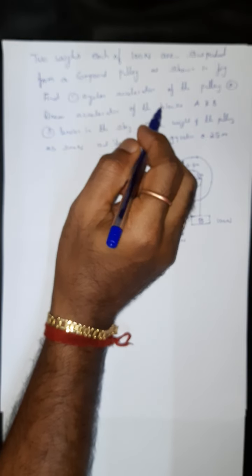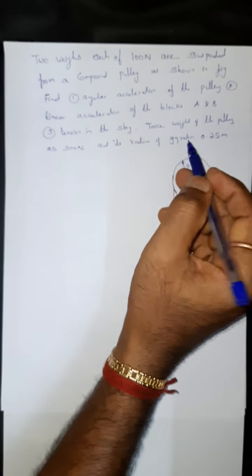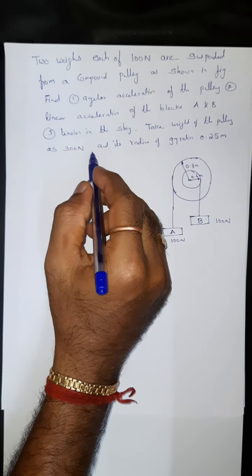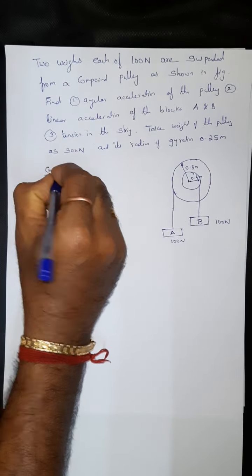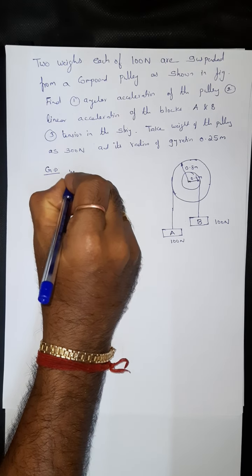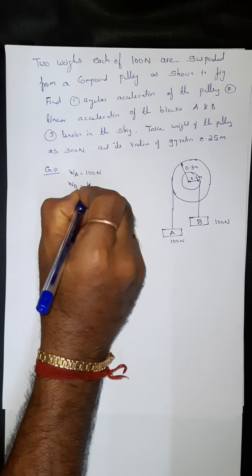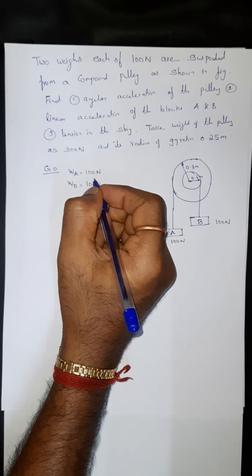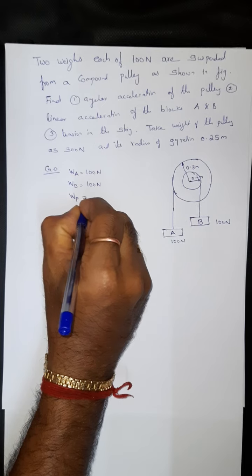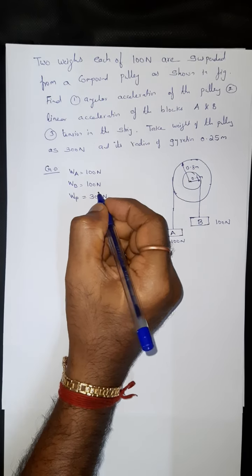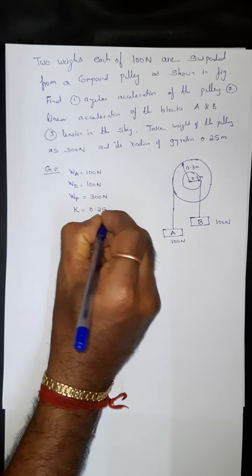Second one is the linear acceleration of the block A and B. Third one is tension in the string. Take weight of the pulley as 300 Newton and its radius of gyration as 0.25. So given data: weight of the pulley WA equal to 100 Newton, WB equal to 100 Newton, and the weight of the pulley equal to 300 Newton, and its radius of gyration, that is K, equal to 0.25 meter.